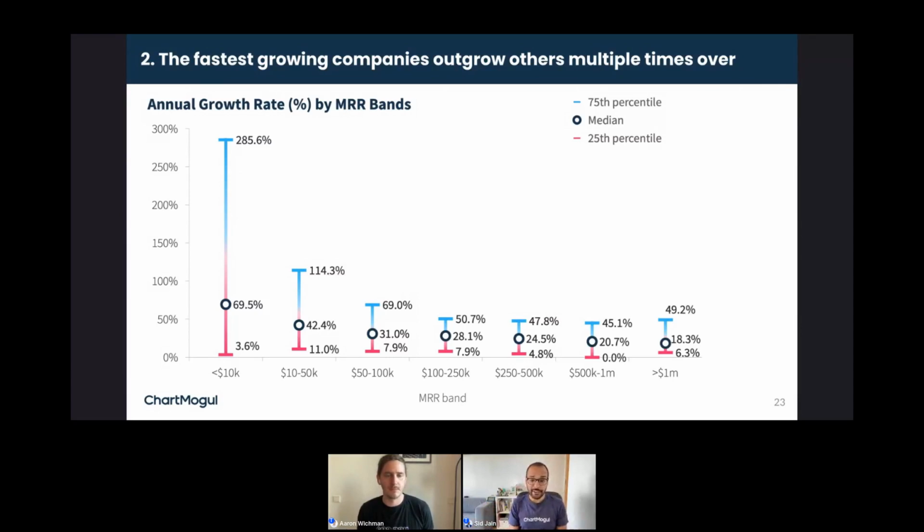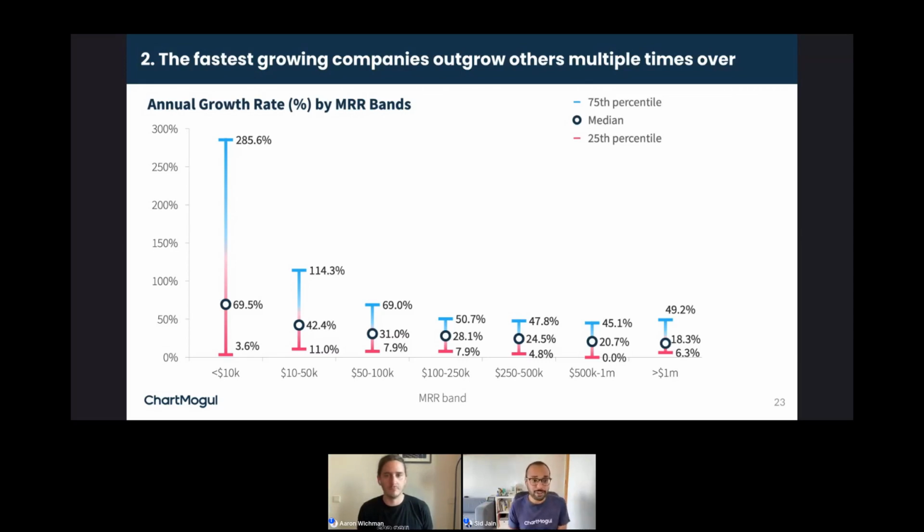So what you'll notice here is that there is a wide dispersion in growth at different MRR bands. Some of the best companies grow faster, say about 50% per annum, and they continue to grow at that fast pace for a long time. Whereas some other companies' growth slows down and they don't grow at all.